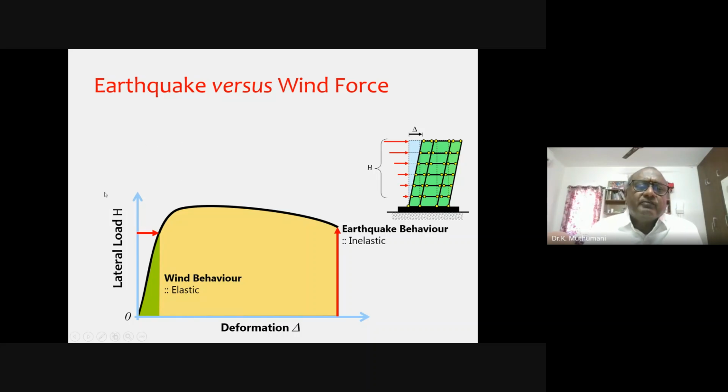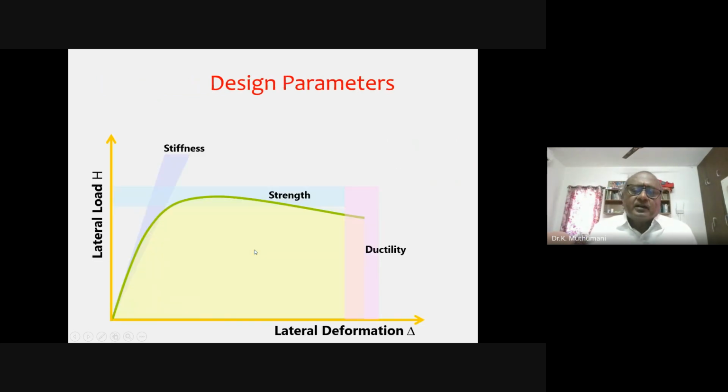That means the structure goes to non-linearity. However, the deformation is going to a very large level, but still they are safe. So that is given by another parameter called ductility.